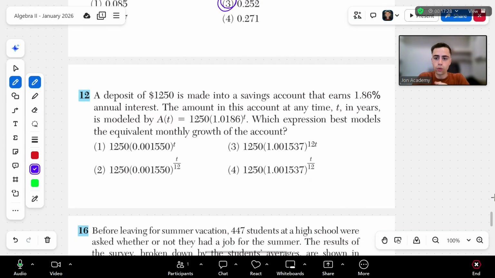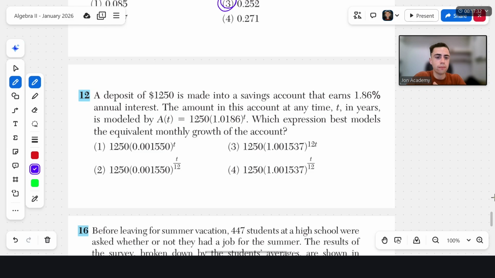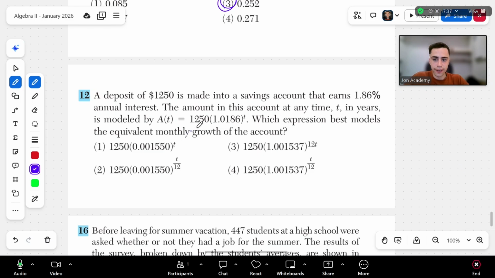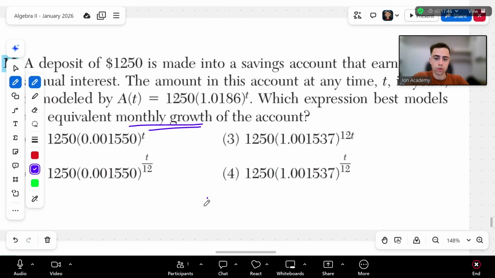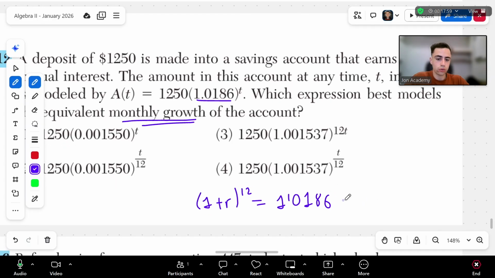Let's jump into number 12. A deposit of $1,250 is made into a savings account that earns 1.86% annual interest. Okay, so we have A here, which expression best models the equivalent monthly growth. So we need to find 1 plus r, the interest, to the power of 12 has to be equal to this number, 1.0186, which is the annual one. And we need to solve this for r.